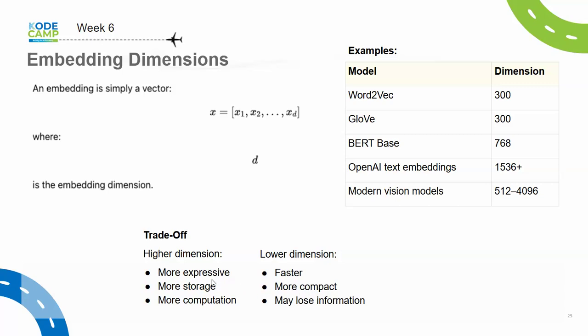The dimension. If you have more dimensions, like more numbers in the vectors, it's going to be more expressive, more accurate, but it's also going to require more storage and more computation. If you take a lower dimension, smaller embedding dimensions, it's going to be faster and more compact, but it may not be perfectly accurate. It may lose some information.